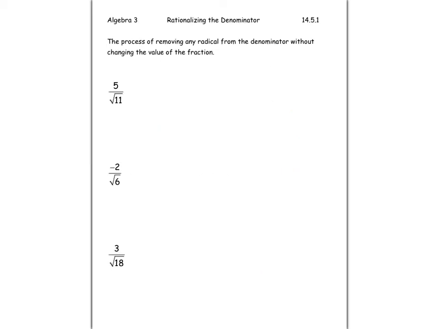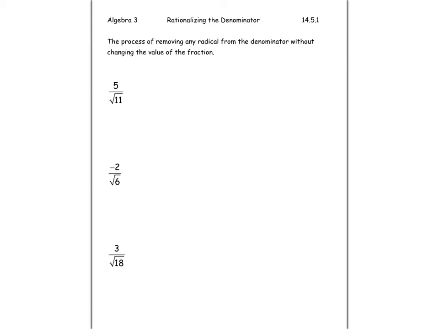Okay, the next skill for our trigonometry chapters is going to be something called rationalizing the denominator. That means that it's the process of removing a radical, a square root, from the denominator without changing the value of the fraction. So think for a minute, how would you get rid of a square root?